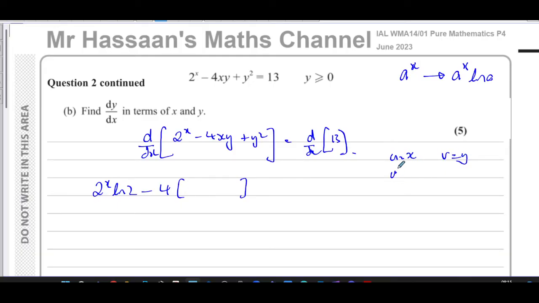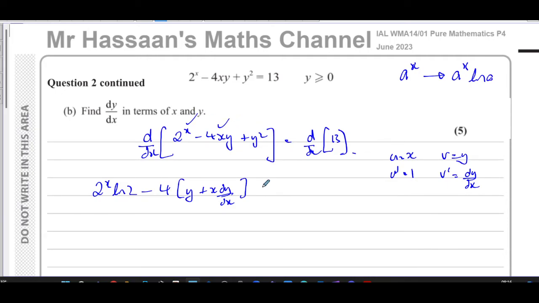So I'm going to find u dash, which is 1, and now I'm going to find v dash. Now what is v dash? Well, it's the differential of y with respect to x. If I differentiate y with respect to x, I get dy dx. Simple as that. So you end up with y times u dash, so it's y, plus x dy dx. So that's that done. So I've done this and this.